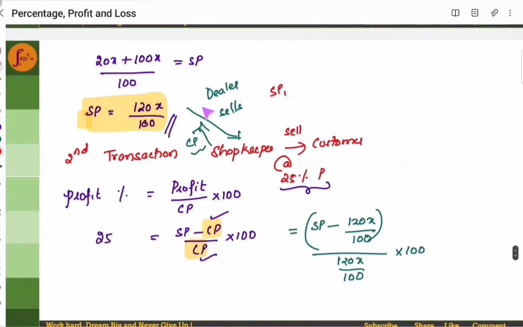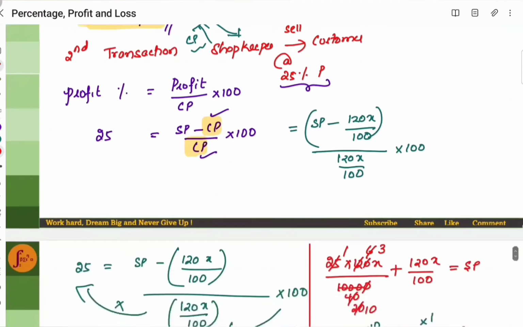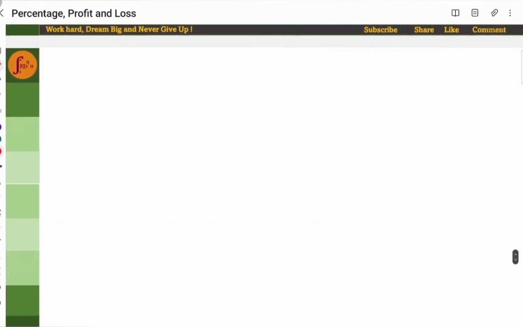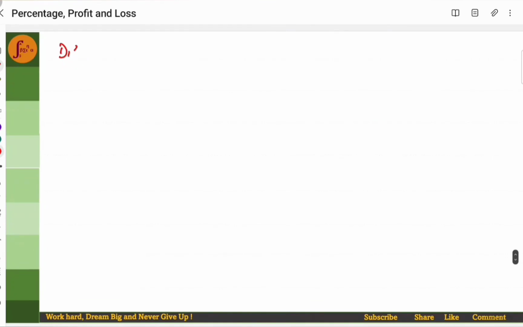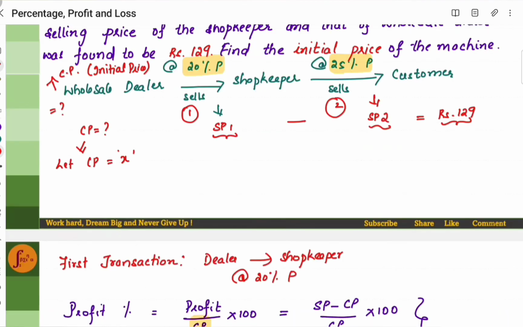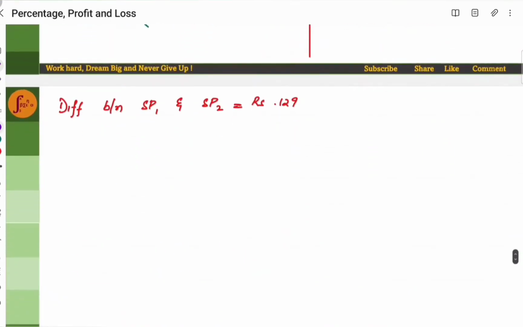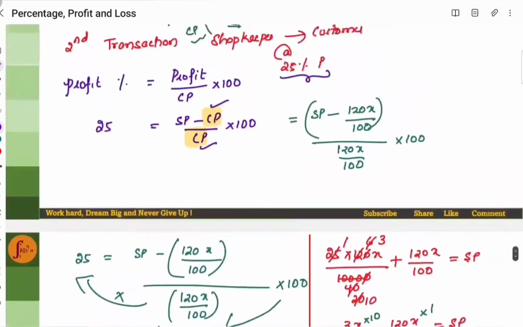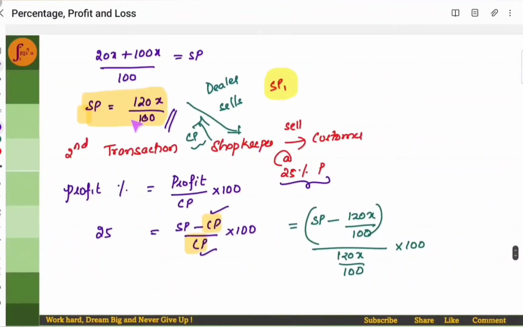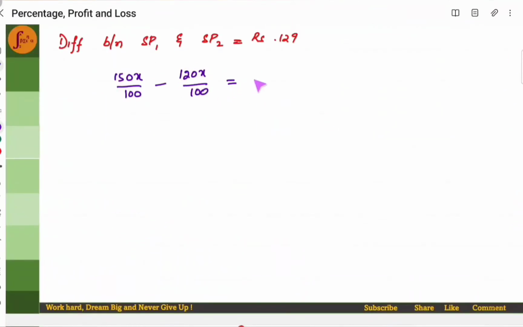Now, as per the question, the difference between the two selling prices is 129. So, the difference between SP1 and SP2 is rupees 129. So this is what we are supposed to find. SP2 is 150x by 100, 150x by 100 minus SP1. SP1 is 120x by 100, which is equal to 129. This is nothing but 30x by 100 is equal to 129.